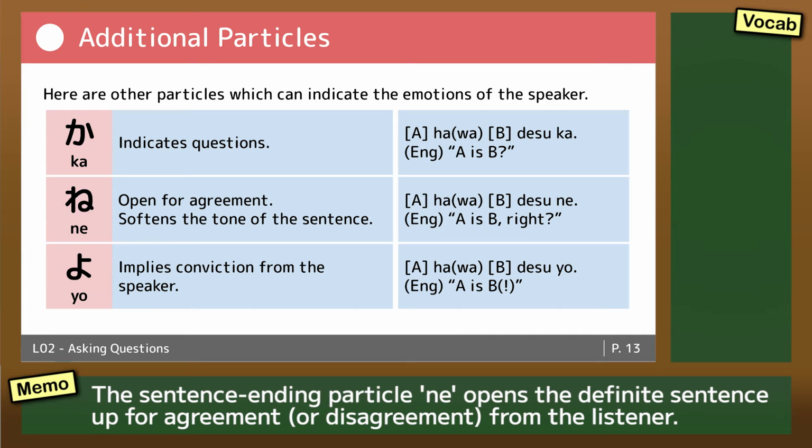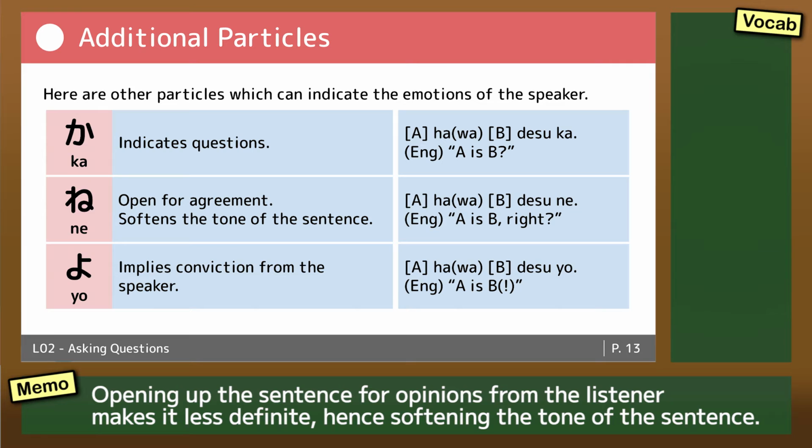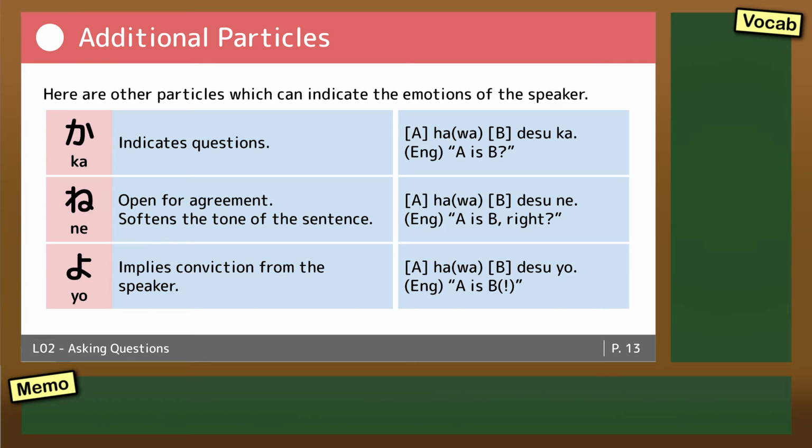As such, adding ne to the end of sentences also softens the tone as compared to a definitive sentence, which may give an impression that the speaker is forcing the listener to understand and accept whatever was said. For example, this is a book, right? Instead of saying, this is a book, period.